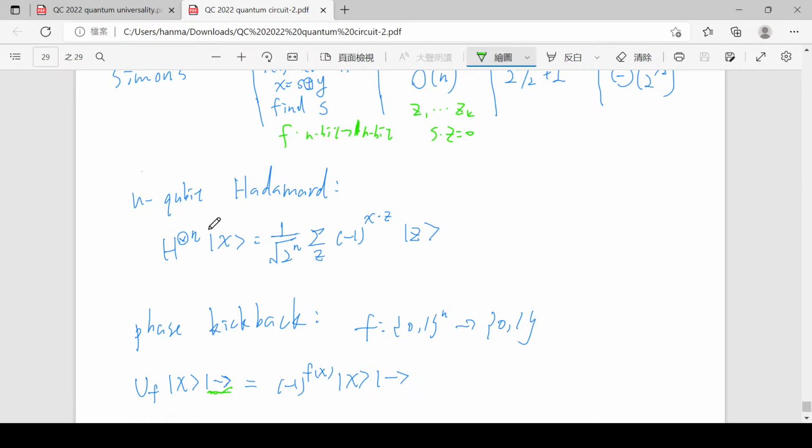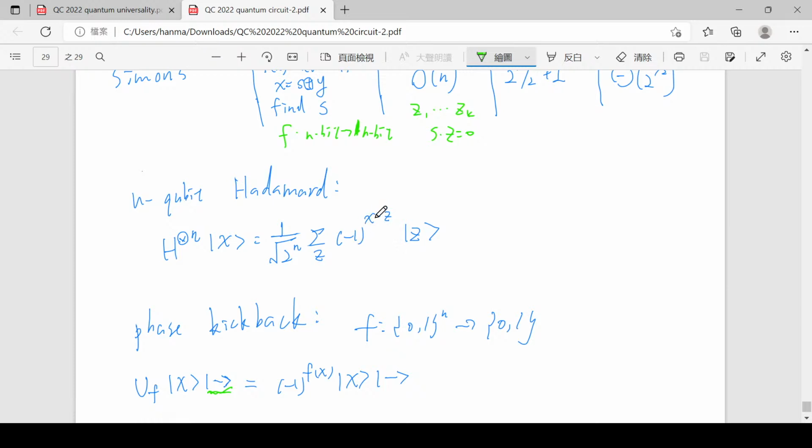That's when you apply the Hadamard to the n on some computational state x, then you get an equal superposition of all computational states, and we just change the variable name from x to z. All those computational states will have the same absolute value weight. So the absolute values of the amplitudes are all 1 over square root n, so they have equal weight, but they have this plus 1 or minus 1 phase, which depends on the relation between x and z.